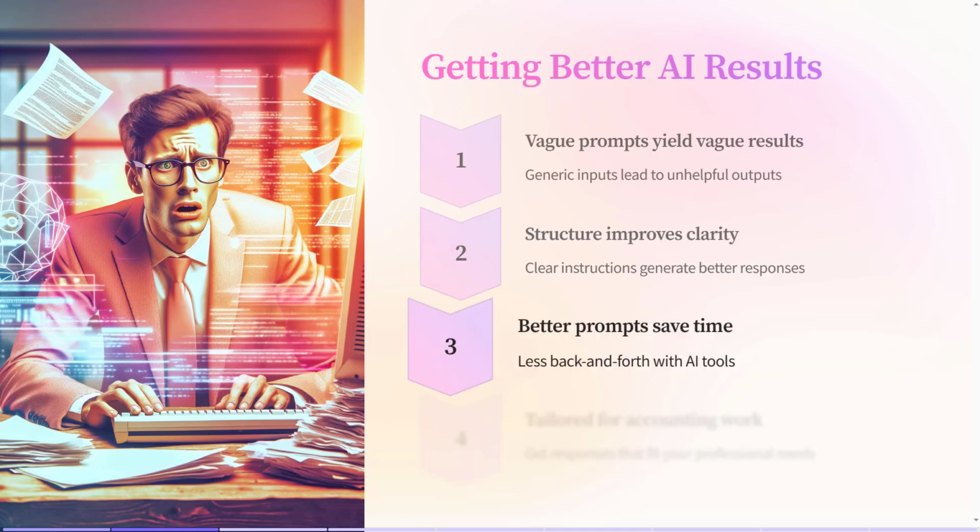And of course, better prompts save time. If you ask it a poor prompt and you have to keep going back and forth and asking it, no, make it a bit more like this. Oh, no, that's a bit too much like that. Make it more like this. And back and forth, it's going to take longer to use the AI tool than it did to have just done it yourself, which of course defeats the object of using the AI tool in the first place.